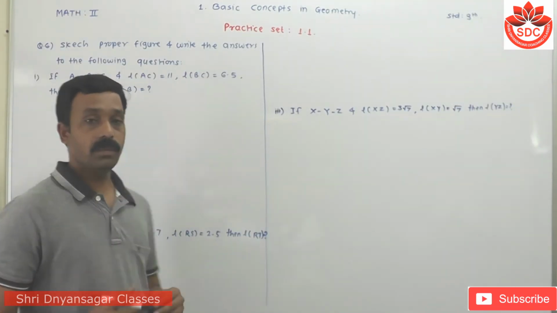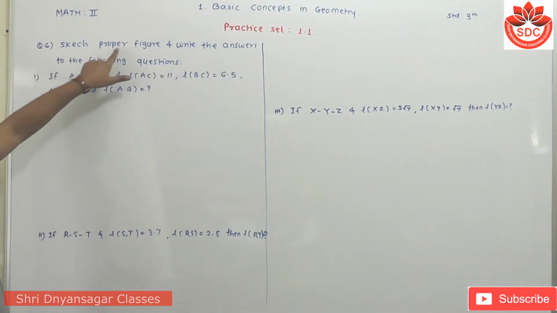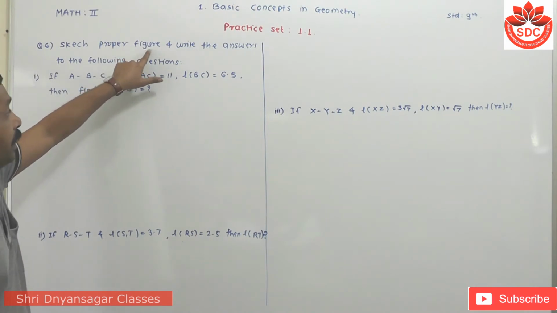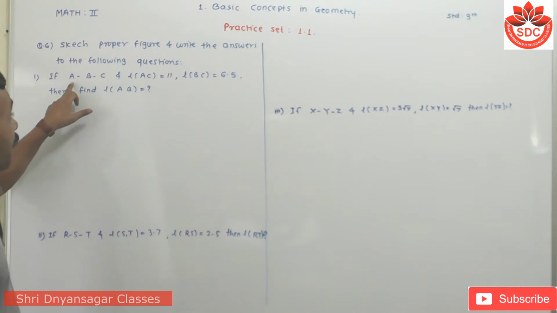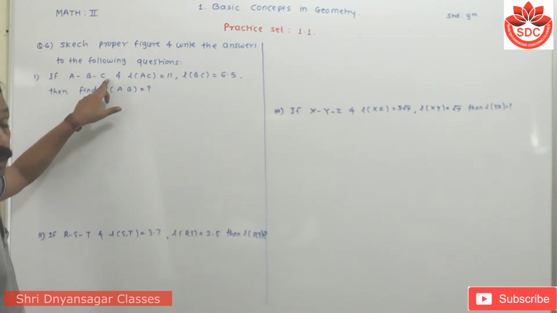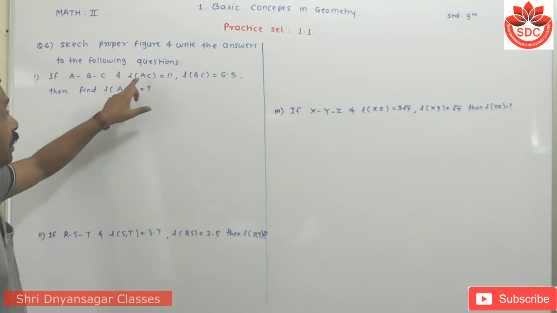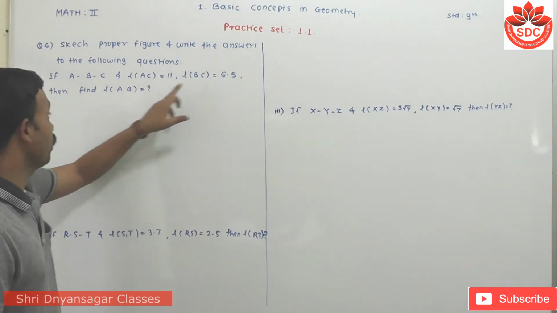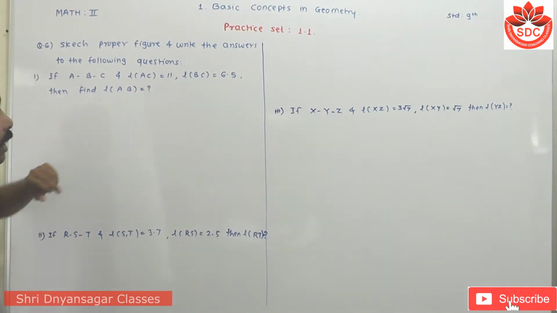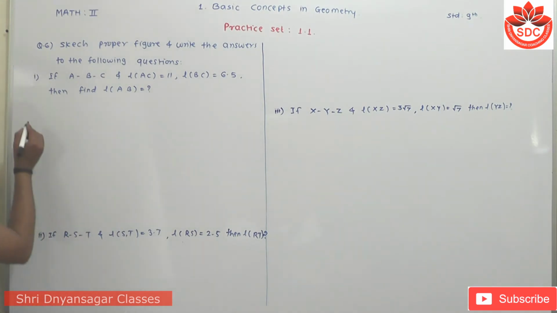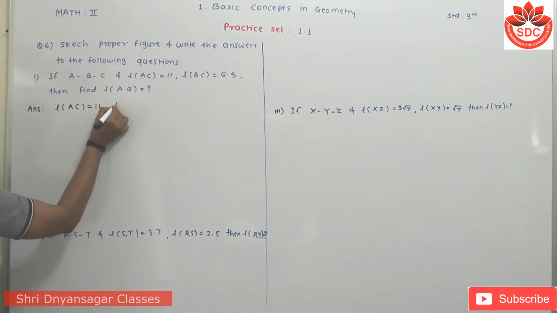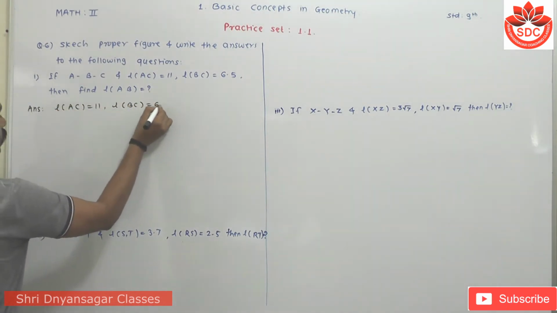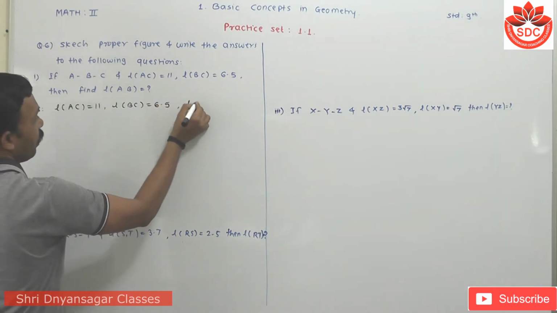Then the next, question number 6: sketch the proper figure and write the answer of the following questions. Here, if A-B-C, meaning that B lies in between A and C, length of AC is given 11, length of BC is 6.5. Then find out length of AB. Next, student, the answer is, the given is that length of AC is equal to 11, length of BC is equal to 6.5. Then you have to find out length of AB.